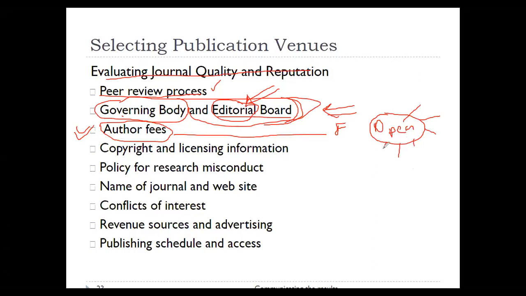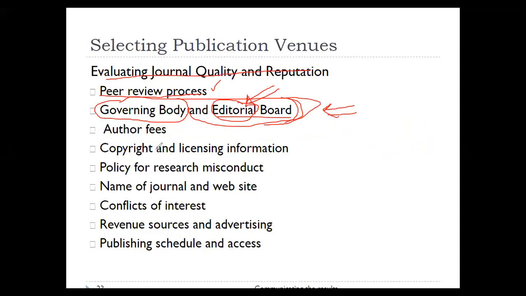And what is the advantage of this policy? The more people read the paper, the more people will cite the research paper, so citation will increase. That is the advantage of this particular open publication policy, right? Okay, then we will see whether the author fee is there or not, whether copyright is there or not, whether licensing information is there or not, that will be seen.